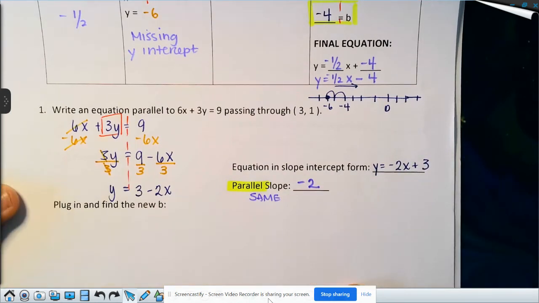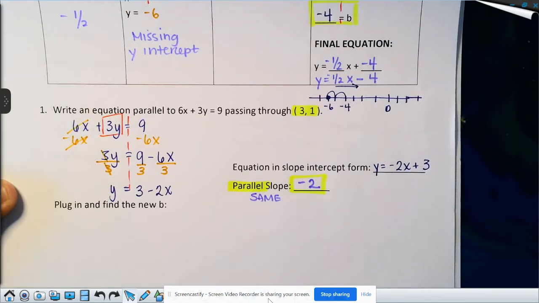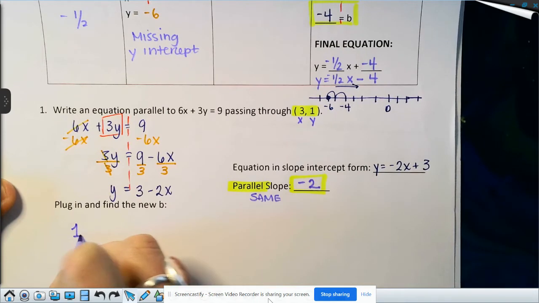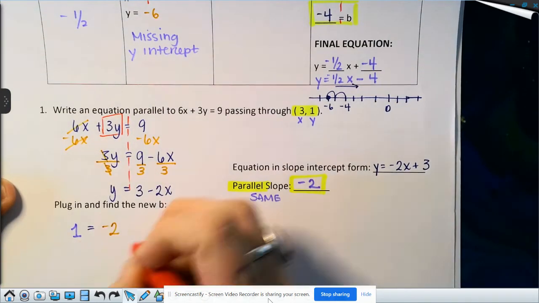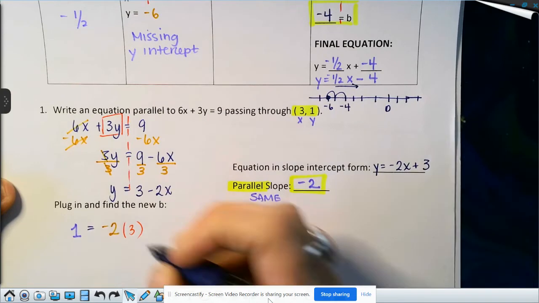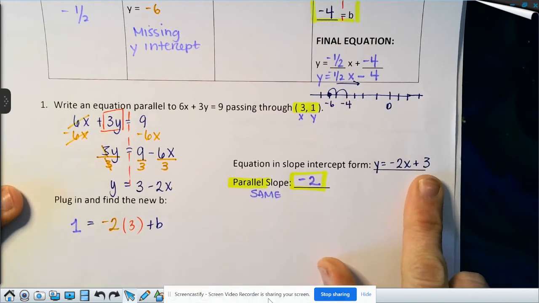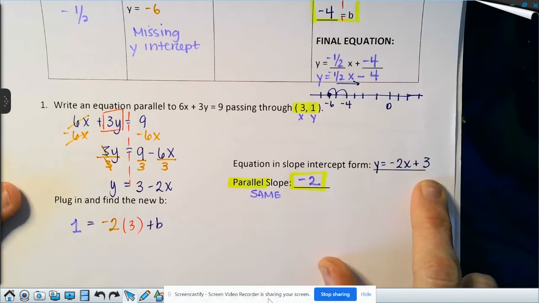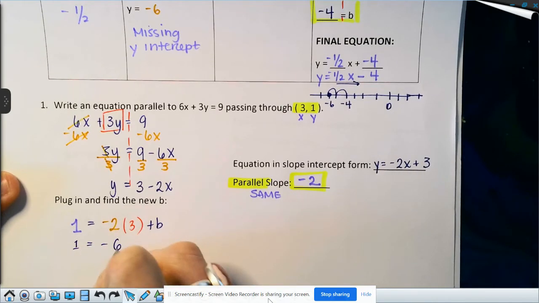So we're going to use negative 2, and then we have our coordinate up here, which is 3, 1, which is our x and our y. So our x is 3, our y is 1. If we use our 1 as our y, we're going to do 1 equals, my slope is a negative 2, my x is going to be a 3. And then we do not have our new y-intercept, because remember that 3 means nothing to the second line. That just is where the first line we're referencing starts. So 1 equals negative 2 times 3 gives me a negative 6 plus b.